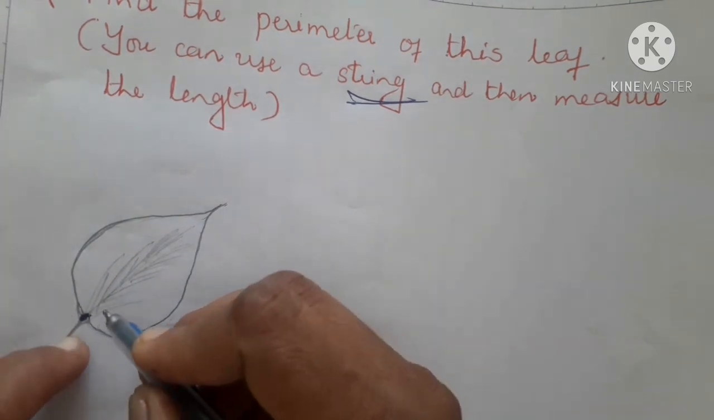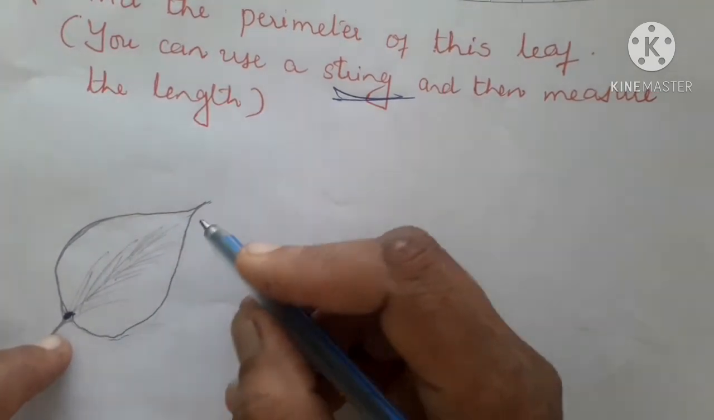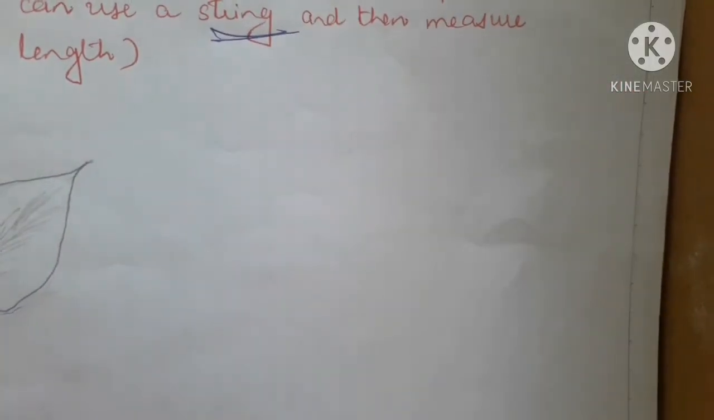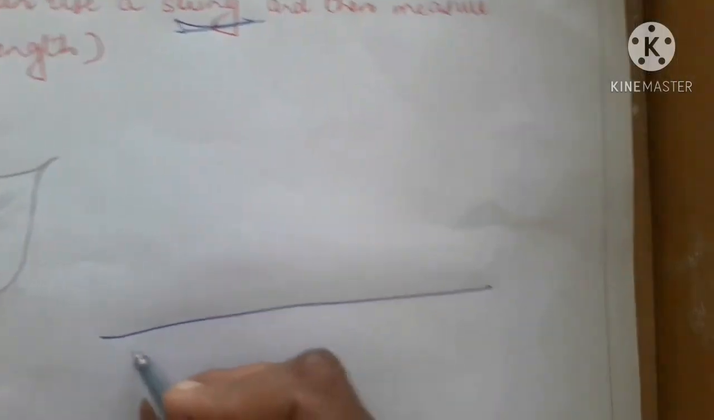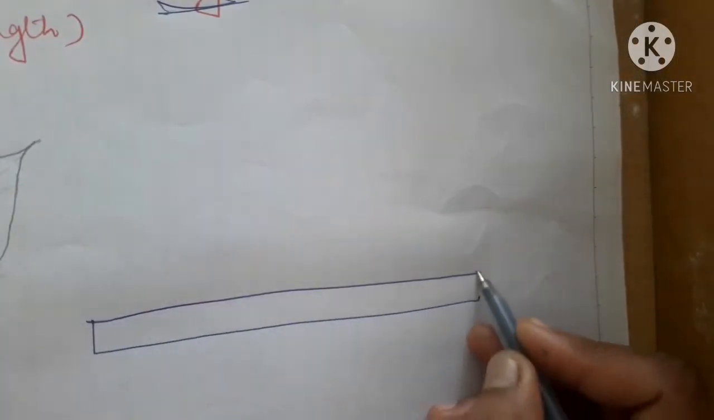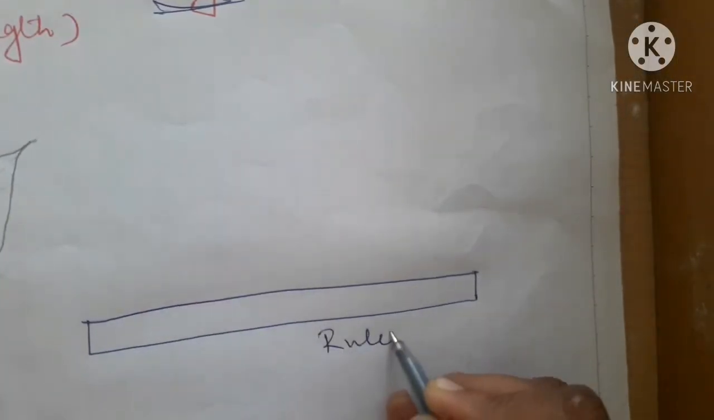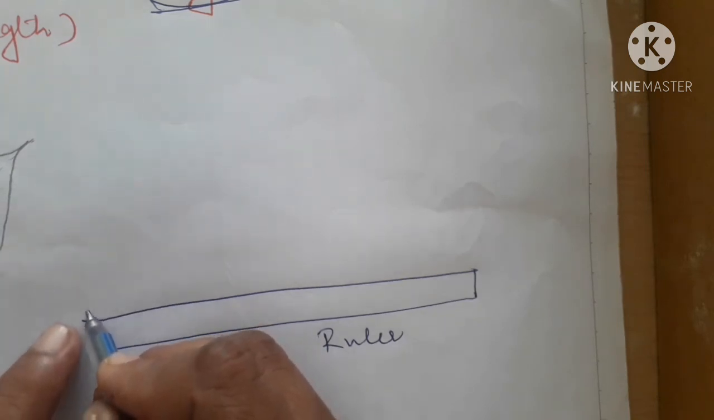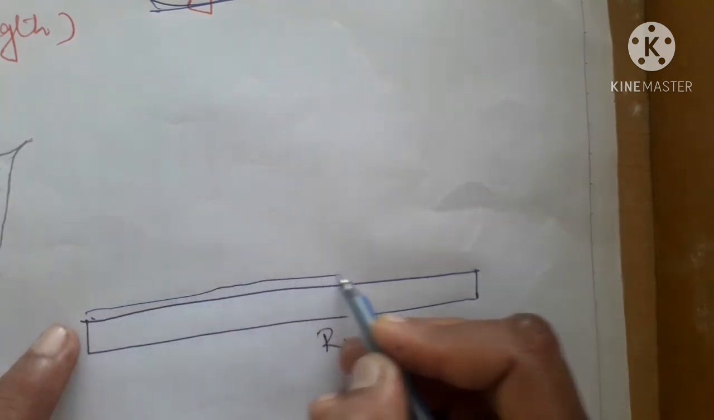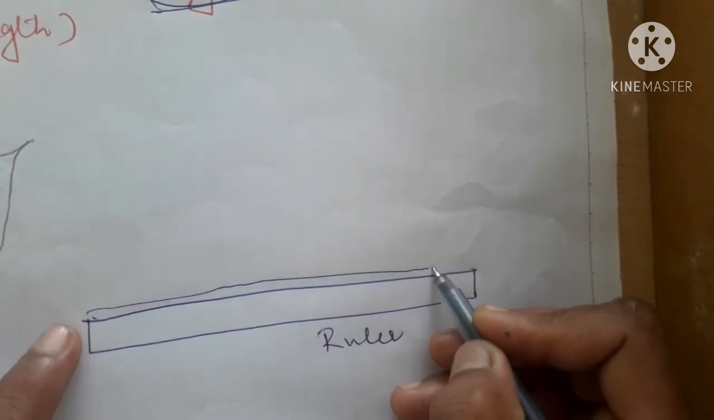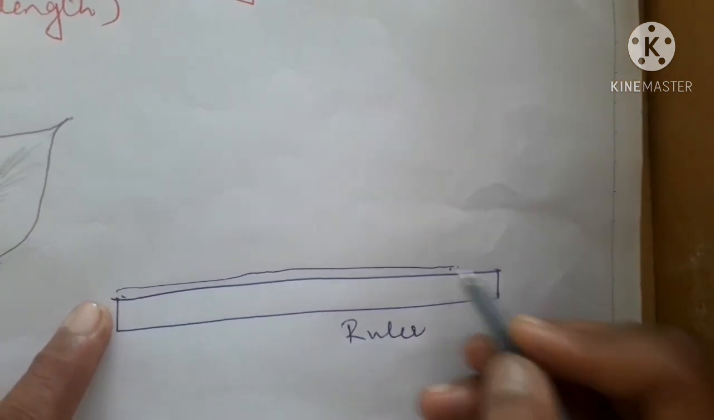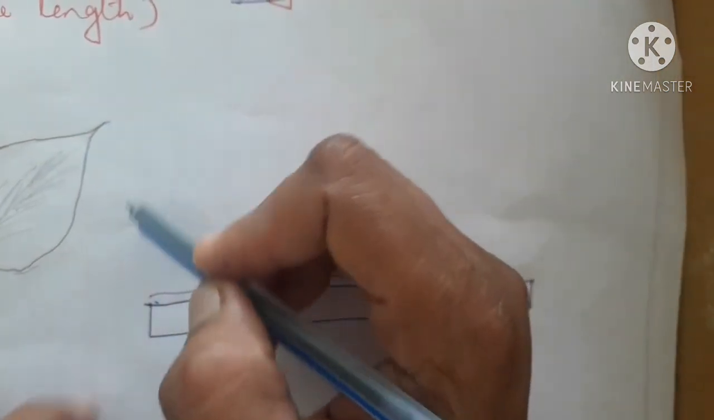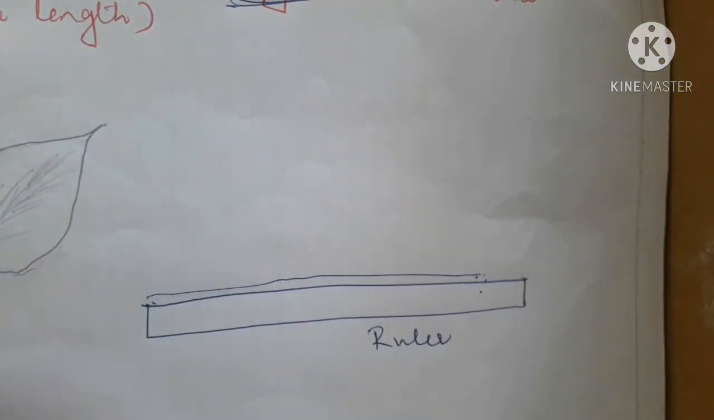And then you can have the string placed against the ruler. So if this is your ruler, then you will have your string placed along the edges of the ruler and find out what is the length, and this much will be the perimeter of the leaf given, right? Thank you.